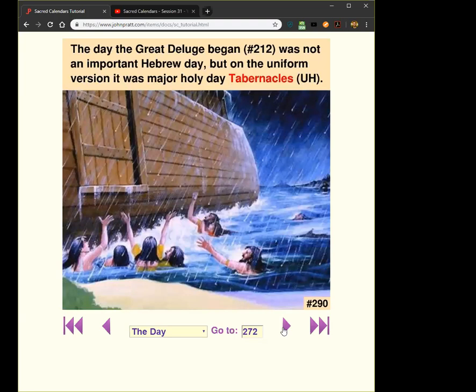Slide 290, the day of the great deluge. Now this is important. It was not an important Hebrew day. They tell you the day of the flood in the Bible. It's the 17th day of what they used to call the second month in the fall, which is Heshvan. I count that as a minor holy day, but the Hebrews don't. There's no ceremonies for it. There's no anything, but there's just a lot of things that happen on that day, and I call it Deluge Day.